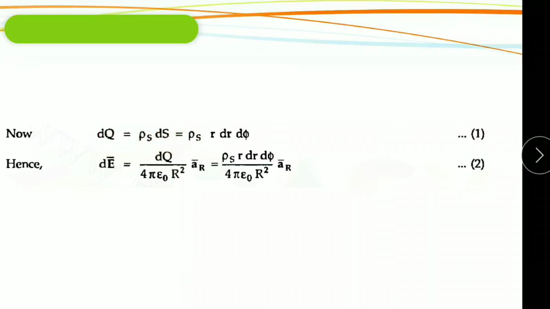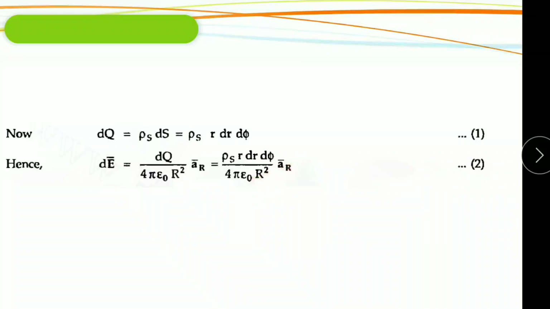Now what is the electric field intensity due to this smallest charge on the differential surface ds at point P? It is dE bar equals dq by 4 pi epsilon naught r square ar bar. So first of all, we have to find the values of dq, ar bar and r square. We already know the value of dq, that is rho s r dr d phi. Hence we have to find the values of ar bar and r.